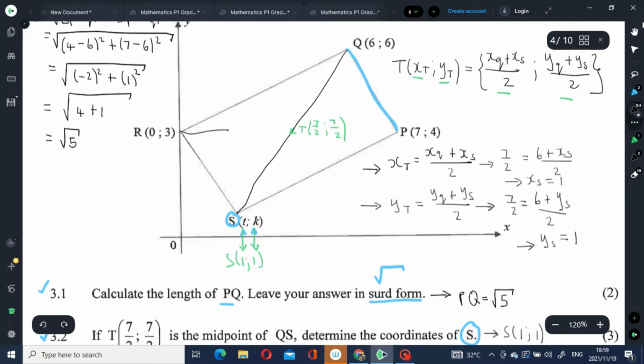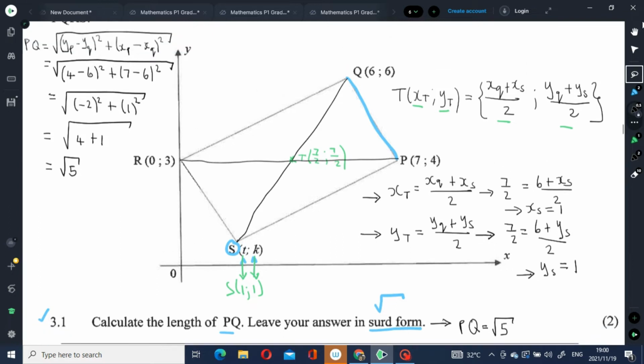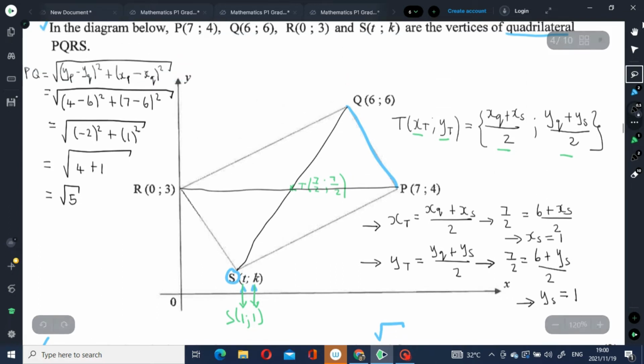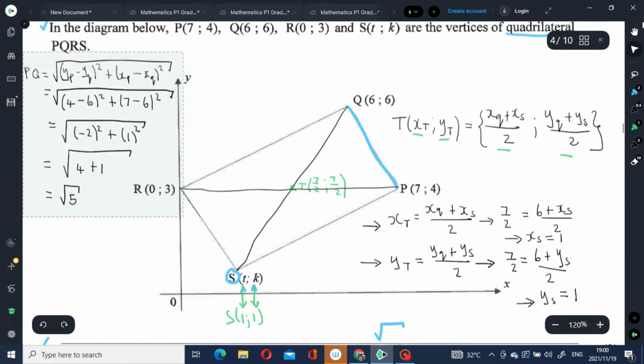Just draw a line there. So we need to prove that the distance RP and QS are the same distance. They are equal in length. And I think the best approach would be to use the distance formula. I think that's the safest way to do it.